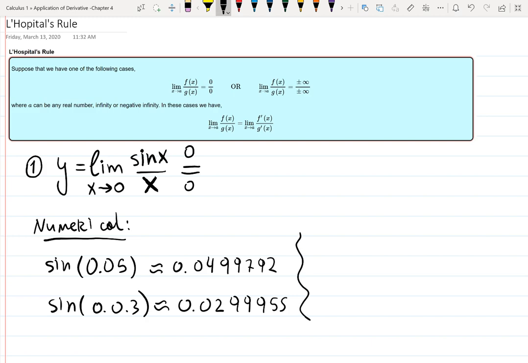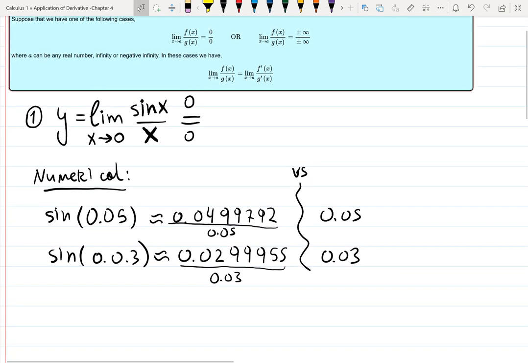So you're checking what happens with x at those numbers, 0.05 and 0.03 accordingly. Then you find those ratios and see where the ratios go. If I'm dividing this number over 0.05, it seems like they're almost the same. So the answer will be 1 or something close to 1. Same idea with the second case. Seems like it's getting closer and closer to 1, so maybe we can make the assumption that the answer is 1.